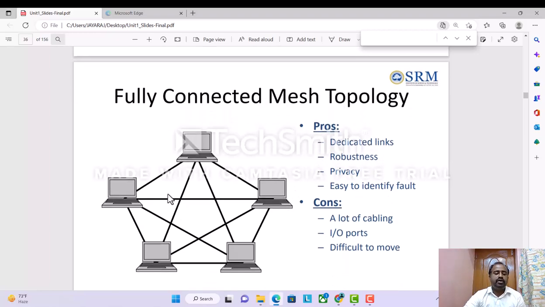See, advantages: each and every system will be connected to every other system. It will have individual links. Privacy is offered. Then it is easy to identify the fault. But the disadvantage is it will require more cabling. Then the number of ports has to be more. If you want to shift the network, it will be very difficult in a mesh.